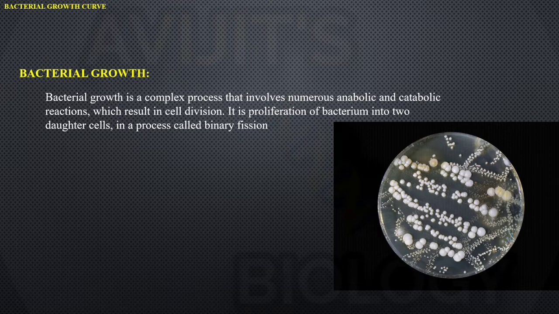Binary fission is a process where a single bacterial cell produces two daughter cells, and the formula for the production of daughter cells is 2 to the power n. It means from one cell there will be two cells, from the two cells there will be four cells, then from those four cells there will be 8 cells, and so on.